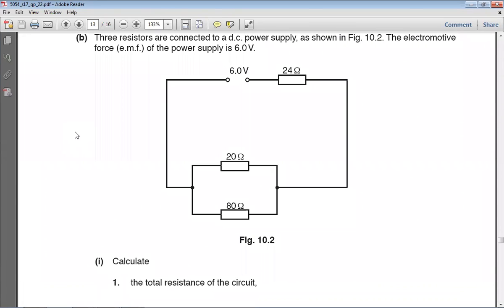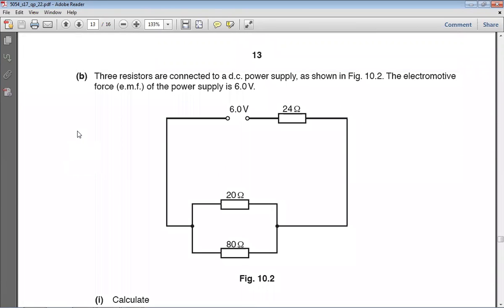Okay, so then the B part, question number 10, B part. He says 3 resistors are connected to a DC power supply as shown in figure 10.2. The electromotive force, EMF, of the power supply is 6 volt. So the power supply is providing 6 volt. Here you have these 2 resistors, 20 ohm, 80 ohm. They are connected parallel to each other. Then we have this third resistor, which is 24 ohm, and it is connected in series. Okay, so with this loop, it is connected in series. Here they are connected in parallel to each other.